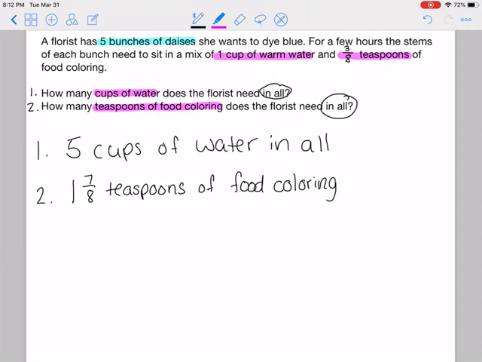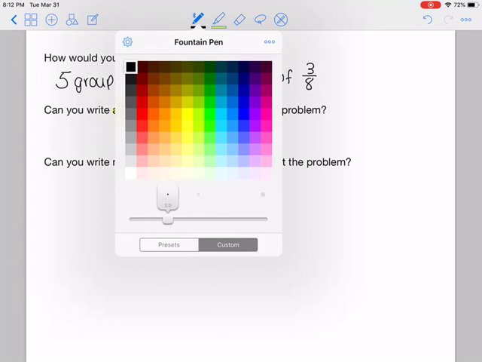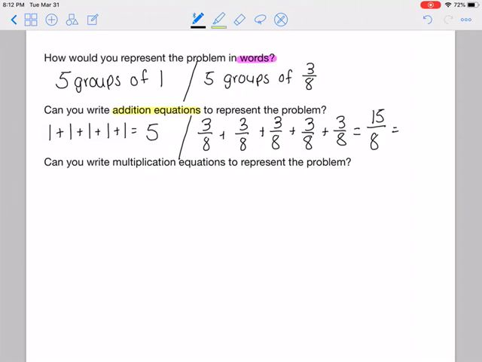Why do we need 5 cups? Remember, the florist had 5 bunches of daisies, so that's where we're getting that 5 from. So can we write addition equations to represent the problem? So first, let's deal with the cups of water. We had 5 groups of 1, so 1 plus 1 plus 1 plus 1 plus 1 equals 5. And we have to do the same thing for the 3/8 of food coloring. 3/8 plus 3/8 plus 3/8 plus 3/8 plus 3/8. And we would get 15/8, which we can take out a whole number, and we would get 1 7/8. So that's showing it in addition.